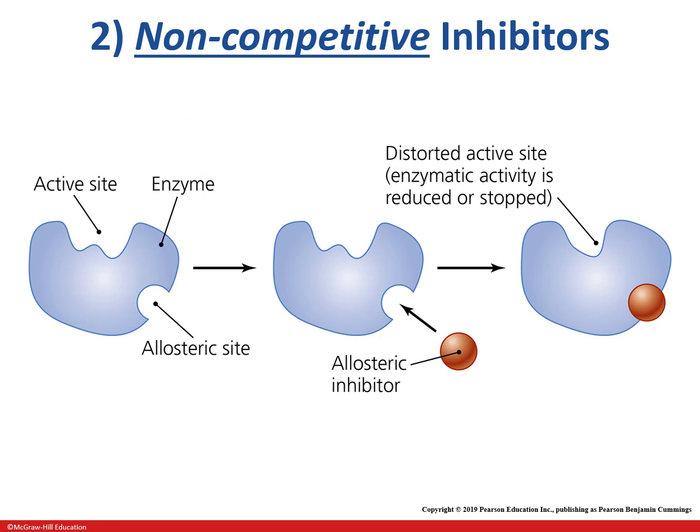Non-competitive inhibitors, on the other hand, don't bind directly to the active site. They work on that allosteric site, and so it's going to be found somewhere other than right there at the place where the substrate would bind. When the allosteric inhibitor arrives, it's going to cause that enzyme to slightly change shape, and the substrate will no longer be able to fit in that active site. So either way, you've stopped the reaction. It's just doing it in a slightly different way.